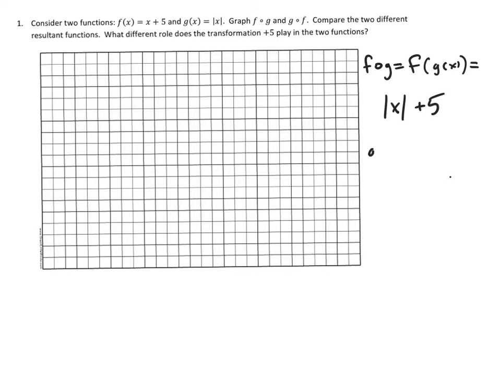And then I'm going to do g composed with f, which equals g of f of x. In this one, I'm starting in the graph of g, and when I see an x in the graph of g, I'm going to replace it with x plus 5. So in the graph of g, I've got absolute value, and then I see an x, so I'm going to replace that with x plus 5, and then an absolute value. Okay, so those are the two things I need to graph.